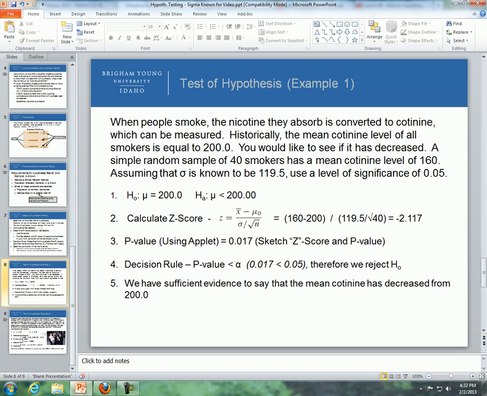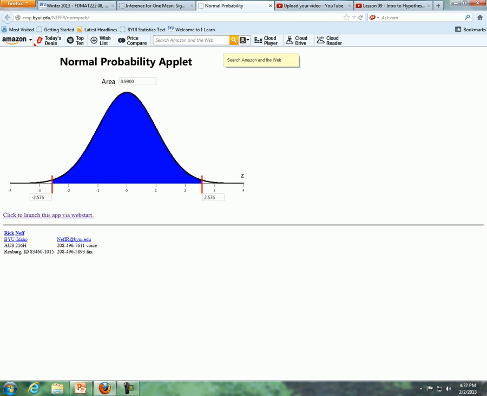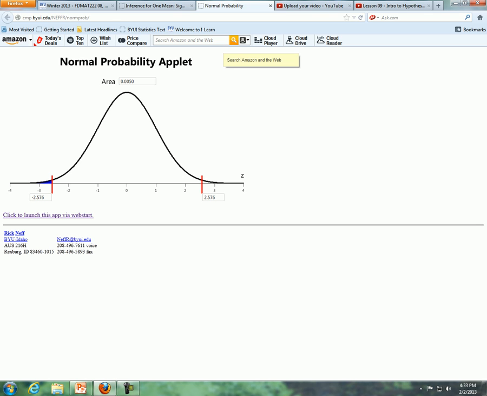So from here, we go get our p-value, and where we get our p-value is using the applet. What we need to do here is shade to the left because we're worried about less. The alternative is less than, and we type in our z-score, which is negative 2.117. And we press enter, and voila, there is our p-value.